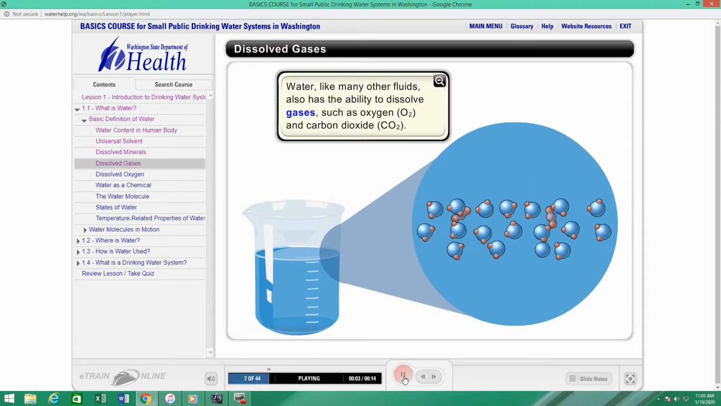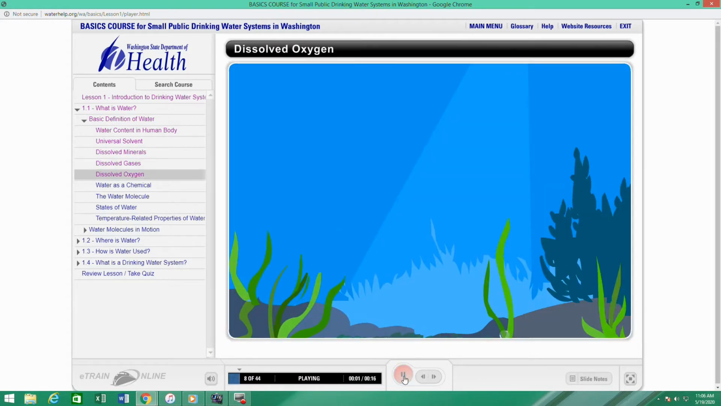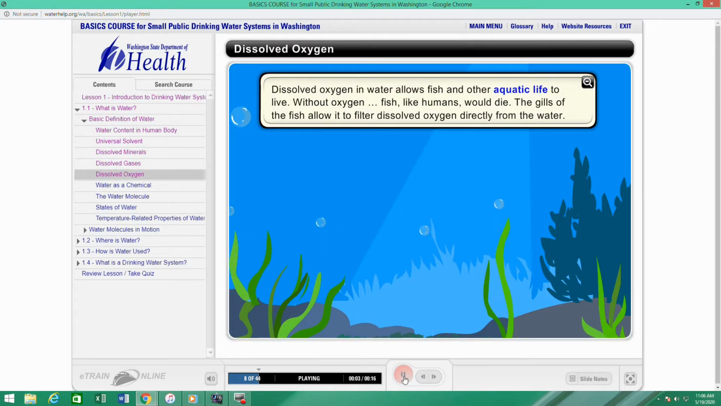Water, like many other fluids, also has the ability to dissolve gases, such as oxygen, or O2, and carbon dioxide, or CO2. Dissolved oxygen in water allows fish and other aquatic life to live. Without oxygen, fish like humans would die. The gills of the fish allow it to filter dissolved oxygen directly from the water.